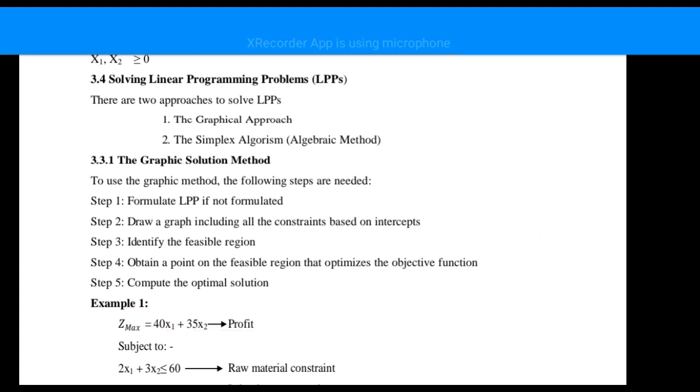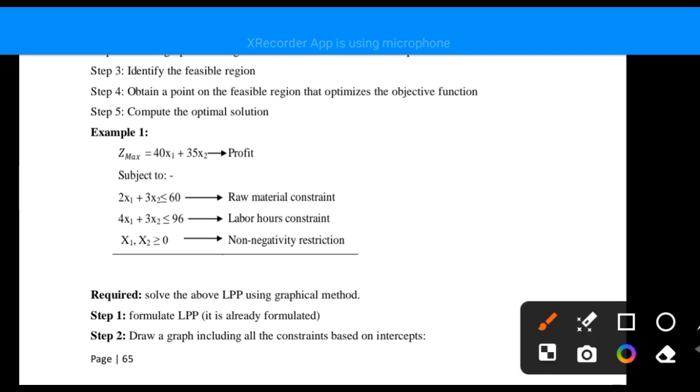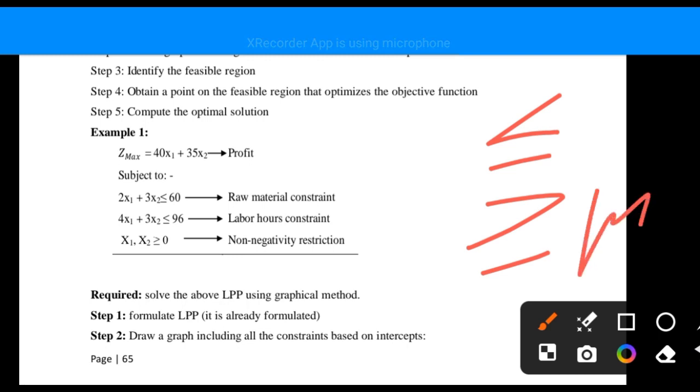So let's solve the example. Example 1, the maximization. This is maximization. Maximum profit, not cost. So we maximize profit. For maximize, we always use less than or equal to in the constraints, and greater than or equal to for minimize. Always this is common in the model.